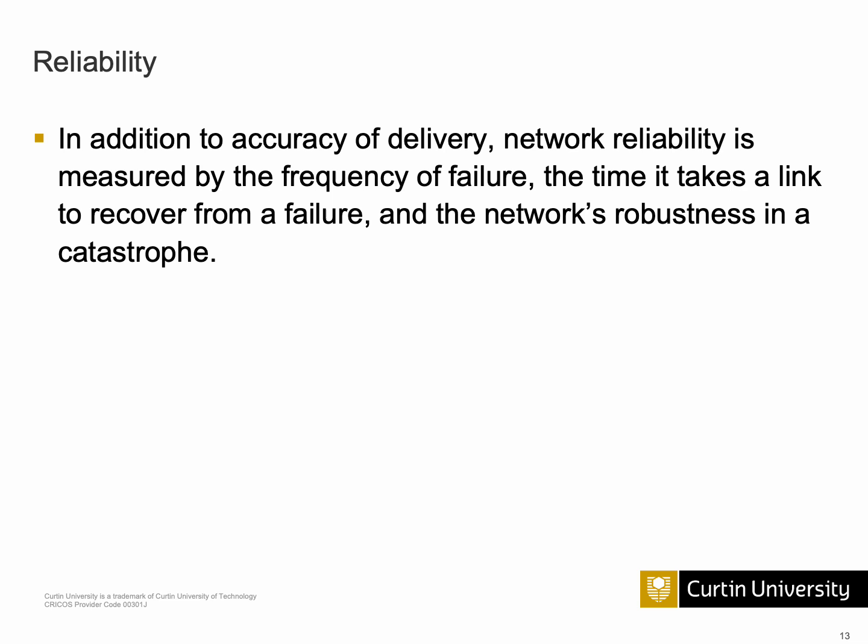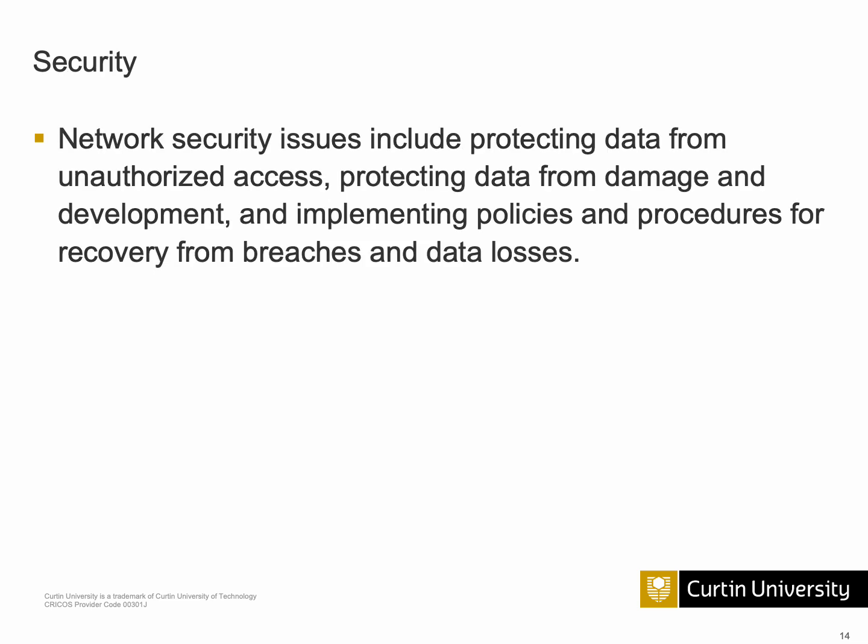The second criterion is reliability. It is measured by the frequency of failure, the time it takes a link to recover from a failure, and the network's robustness in a catastrophe. The third one is security. Security issues can include protecting data from unauthorized access and also protecting data from damage and development. It can also include implementing policies and procedures for recovery from breaches and data losses.